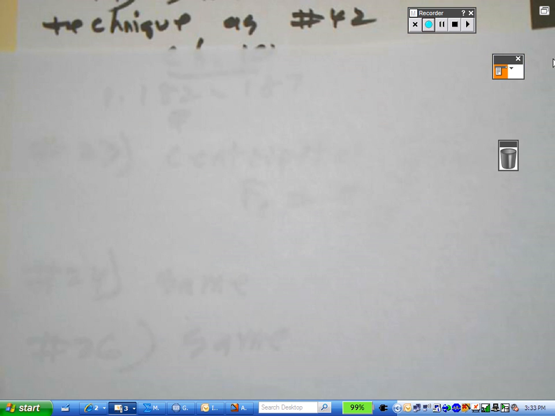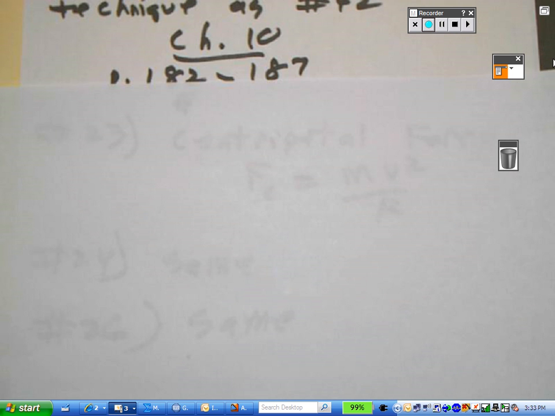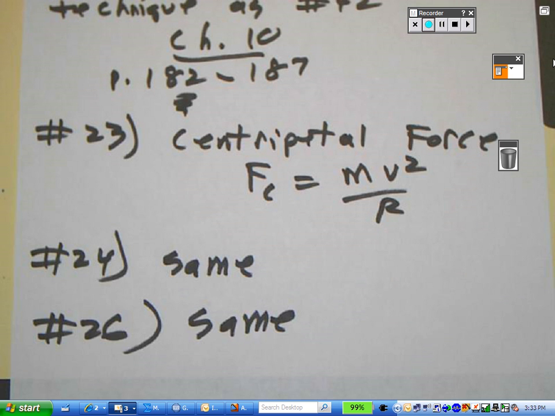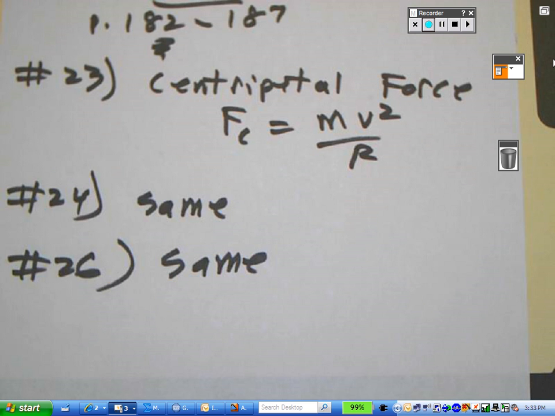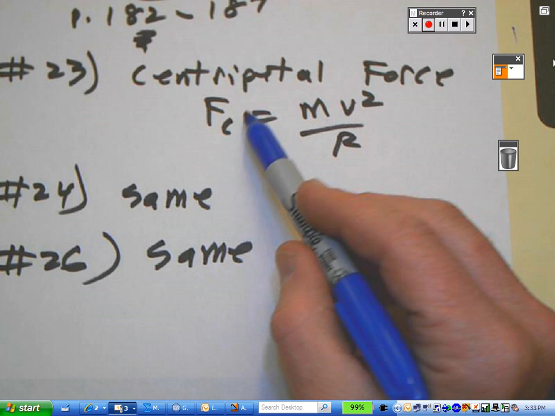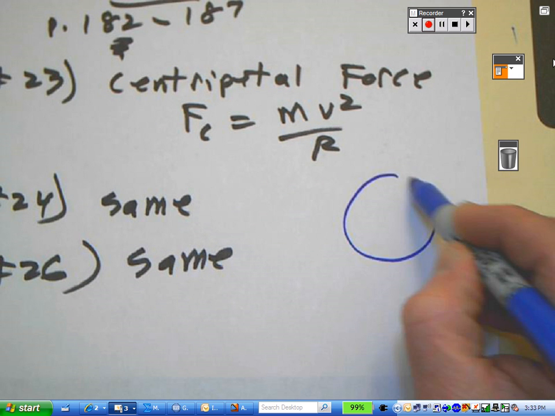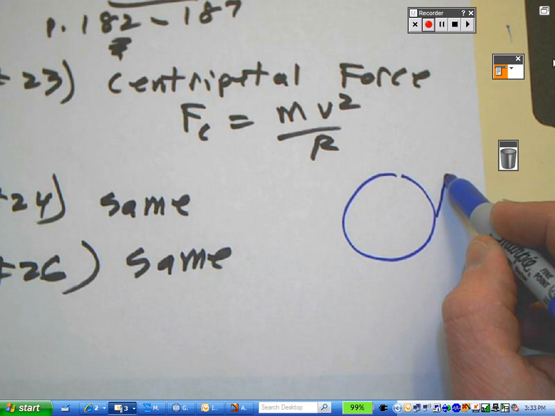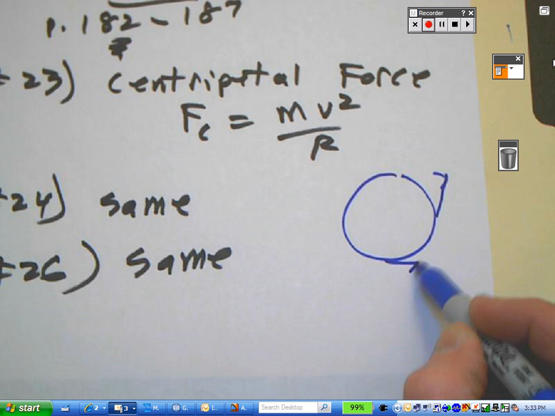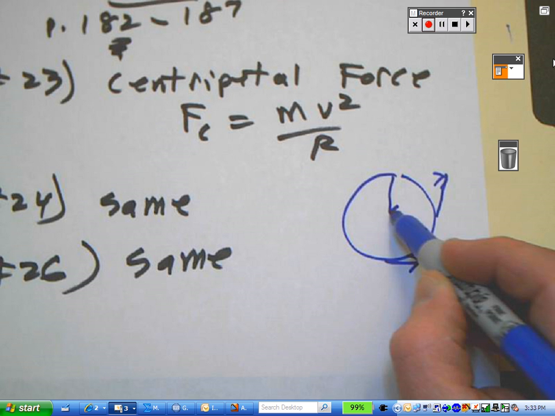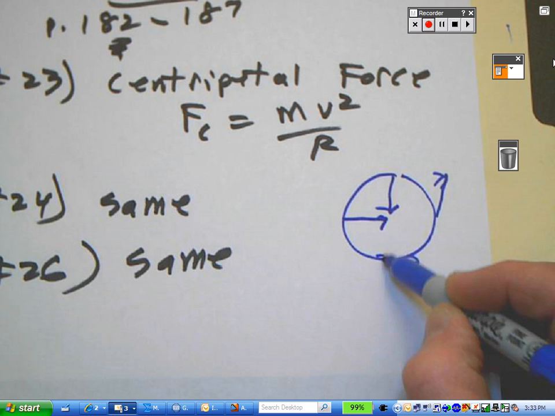Now, if you look at pages 182 to 187, there weren't very many problems that I asked there. There were some conceptual ones, and I'll ask you to look at that. But the only technique for any of these that you will use is the centripetal force formula. For anything that goes in a circle, recall, the velocity goes tangent to the circle, but the centripetal force and acceleration are pulling toward the center.